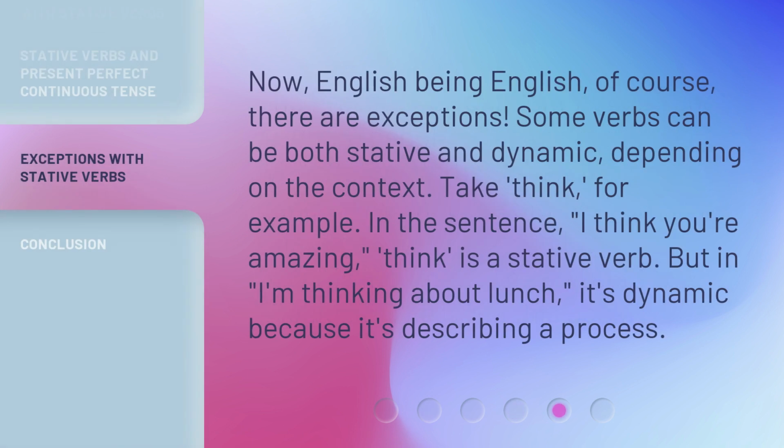Now, English being English, of course, there are exceptions. Some verbs can be both stative and dynamic, depending on the context. Take think, for example. In the sentence, "I think you're amazing," think is a stative verb. But in "I'm thinking about lunch," it's dynamic because it's describing a process.